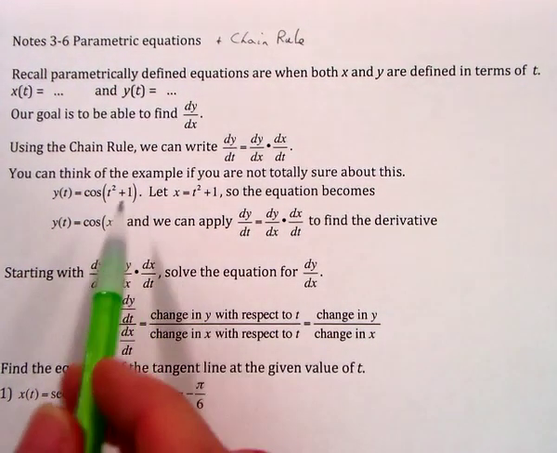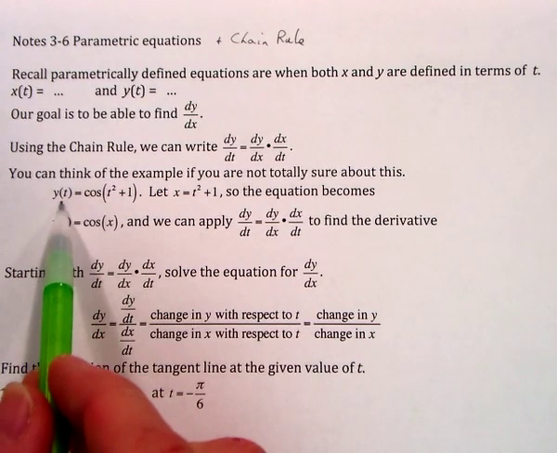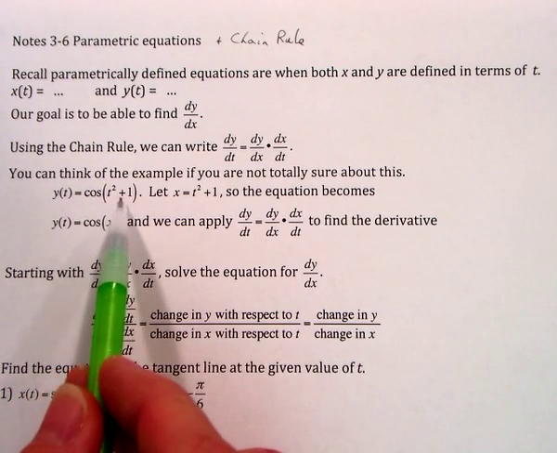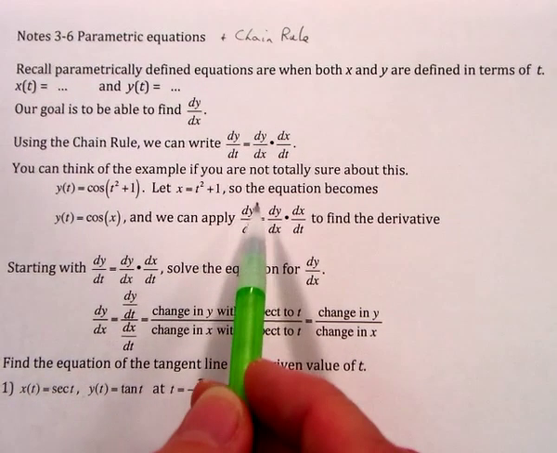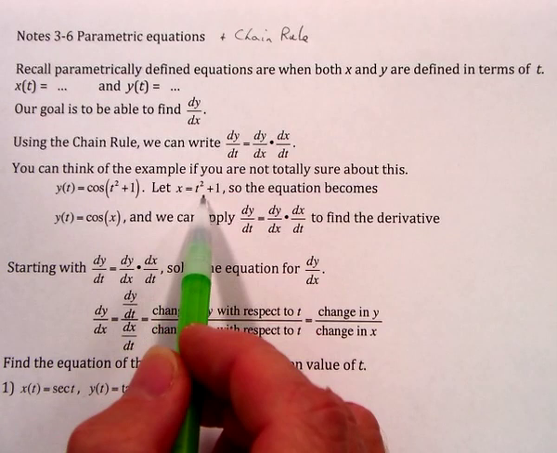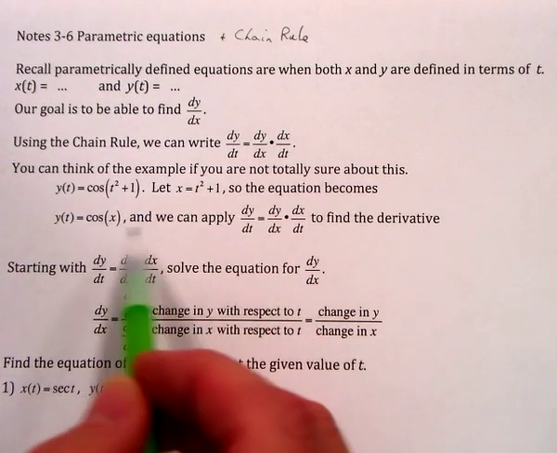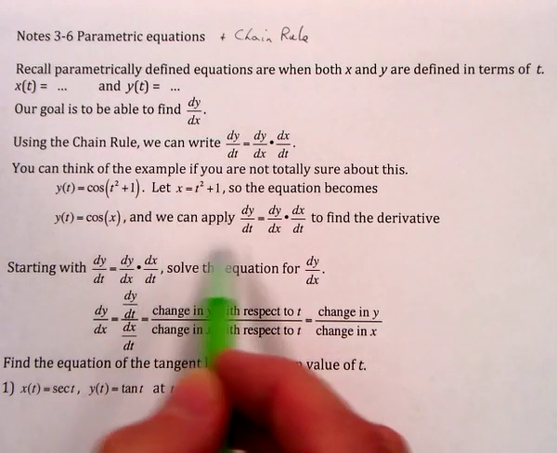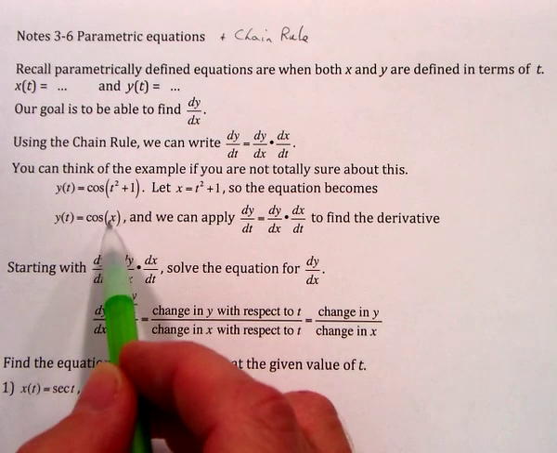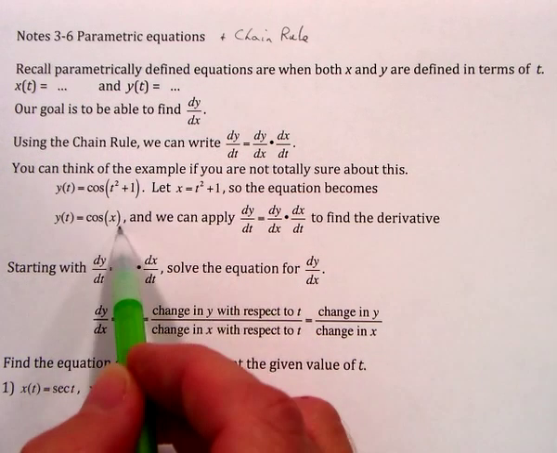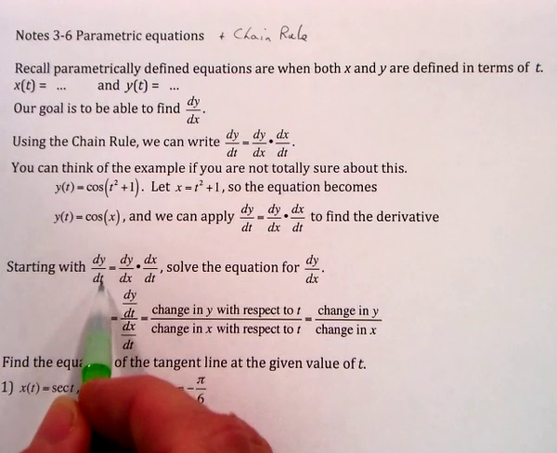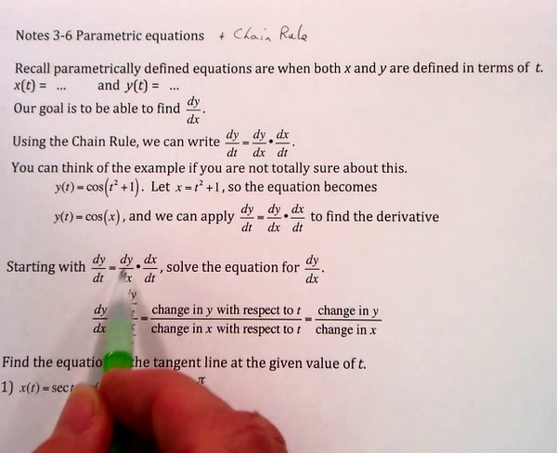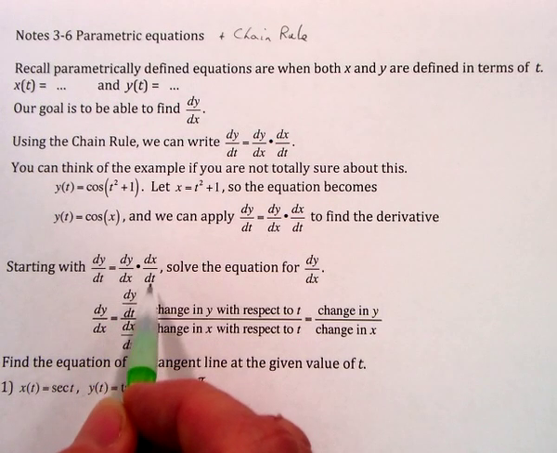So if you're not really sure about that right away, we can look at a simple example. y of t equals cosine of t squared plus 1. At this point, we could just find that derivative straight up, but we could apply this chain rule, thinking of x equals t squared plus 1. So the equation becomes y equals cosine of x, and we can say dy/dt equals dy/dx times dx/dt.